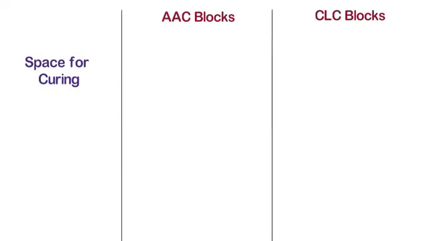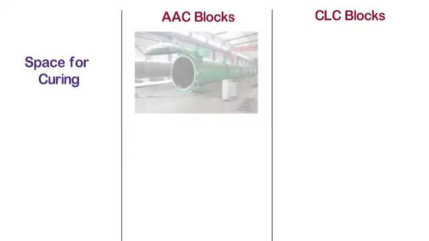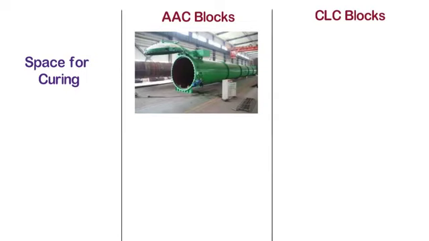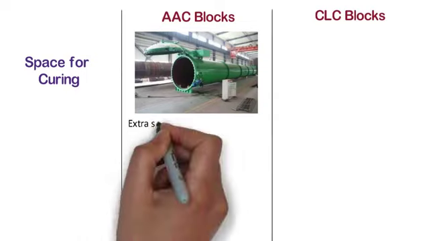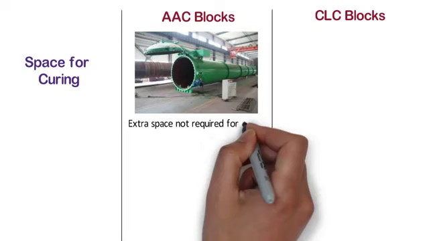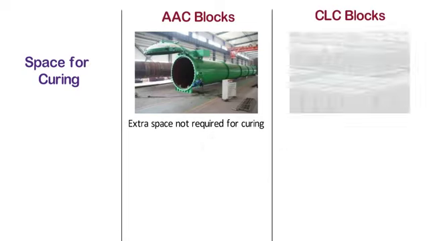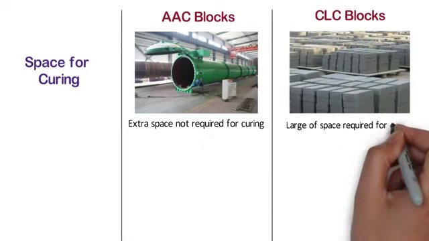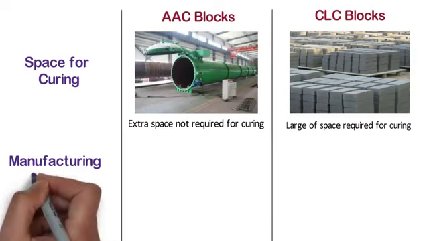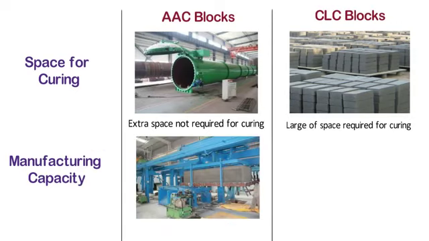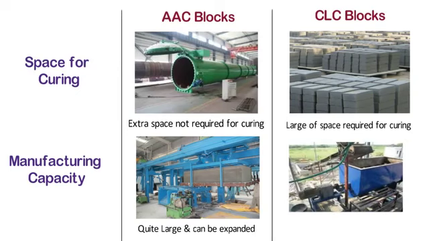Space required for curing. AAC blocks are steam cured inside the autoclave, and after that they are ready to be used. Extra space is not required for curing in case of AAC blocks. Whereas CLC blocks require a large amount of space for curing. Manufacturing capacity. Manufacturing capacity of AAC blocks is quite large. Also, it could be improved depending on the requirements of the customers. Whereas manufacturing capacity of CLC blocks is relatively less when we compare it with AAC blocks.